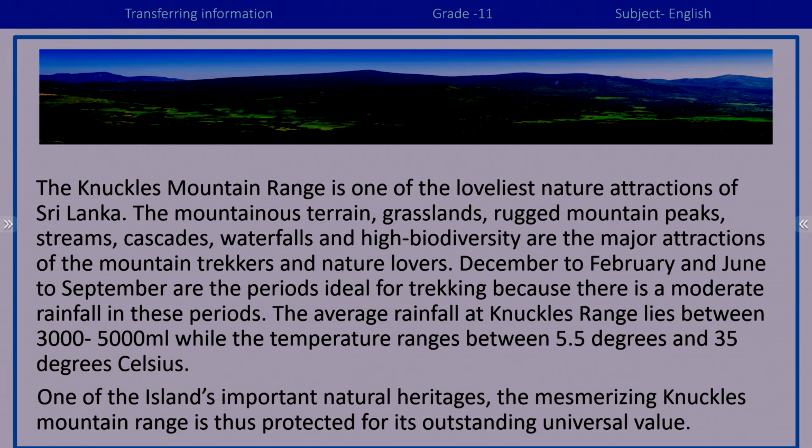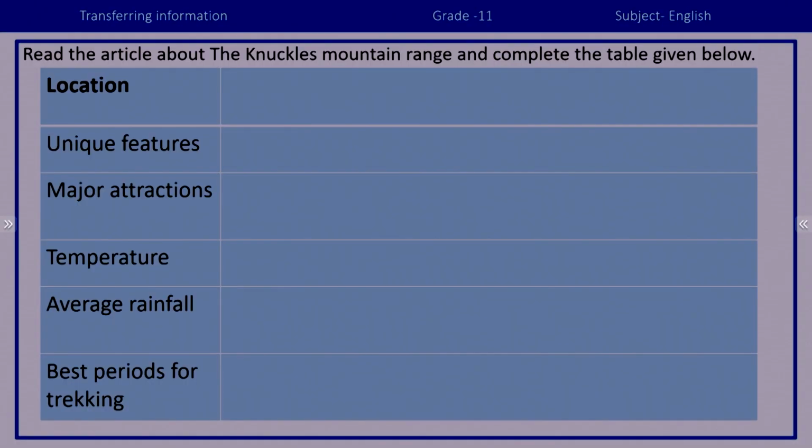One of the island's important natural heritage sites, the mesmerizing Knuckles mountain range, is thus protected for its outstanding universal value. So, it is a huge paragraph. Do not worry about that, and this kind of paragraph is definitely given in the O-level paper. Do not be afraid though the paragraph is big, because the information that you need is very few. So, now these are the things that you have to fill.